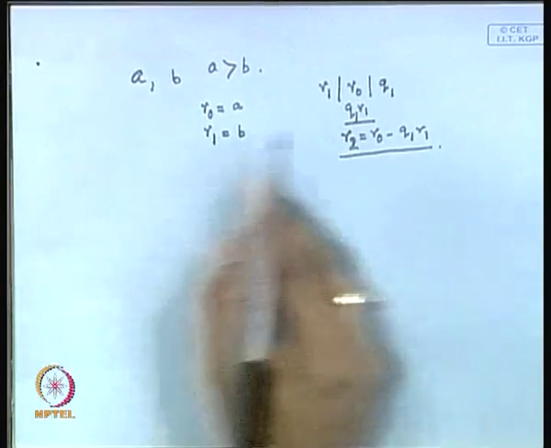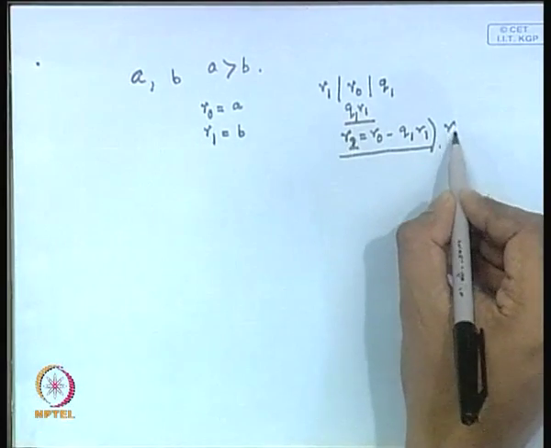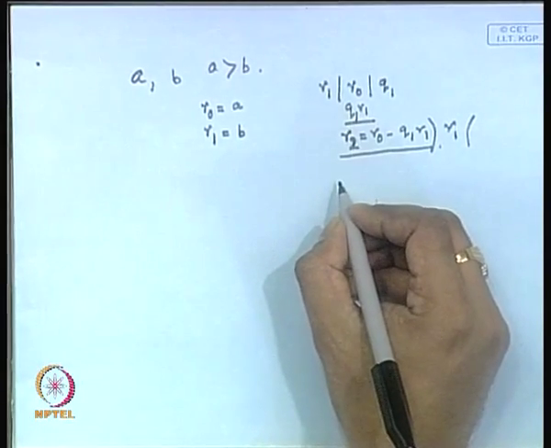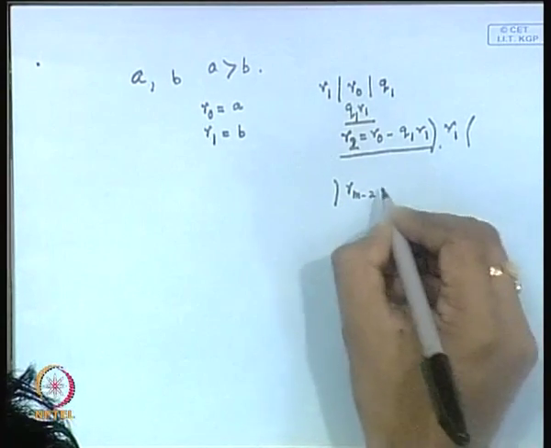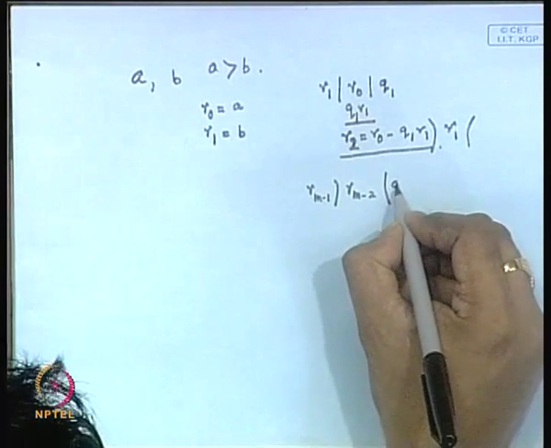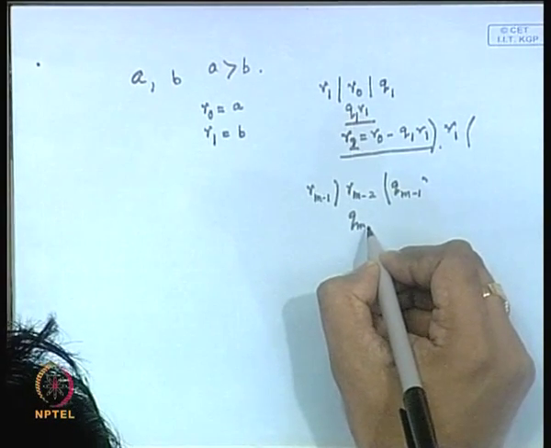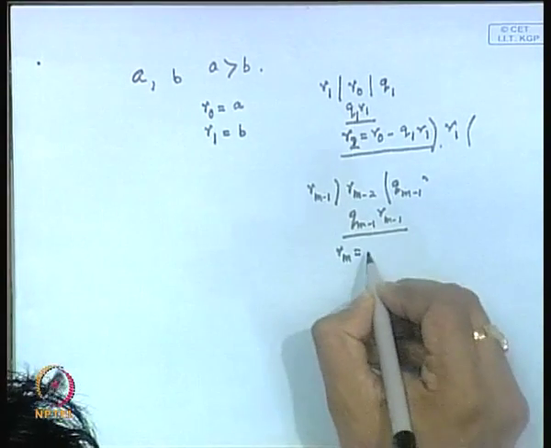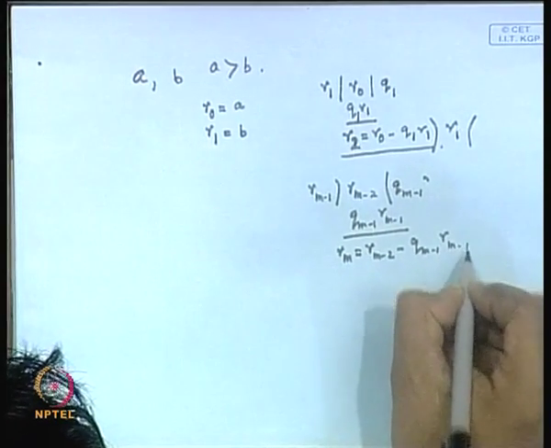Therefore, I can continue this. Next I take R1 and divide it, and continue with this process. At any mth stage, I have Rm minus 2, and I divide that by Rm minus 1 and get quotient Qm minus 1, so I get Qm minus 1 into Rm minus 1, and the remainder is Rm. So, Rm is Rm minus 2 minus Qm minus 1 Rm minus 1.